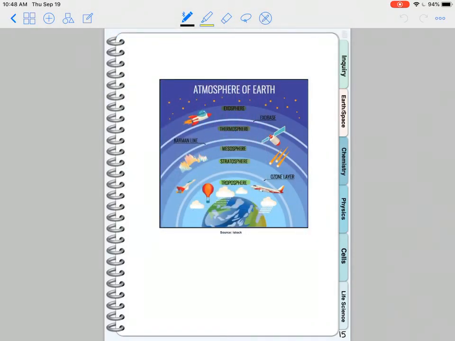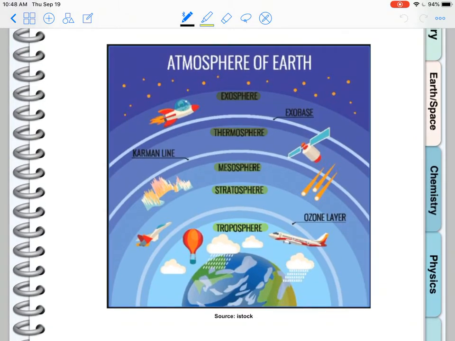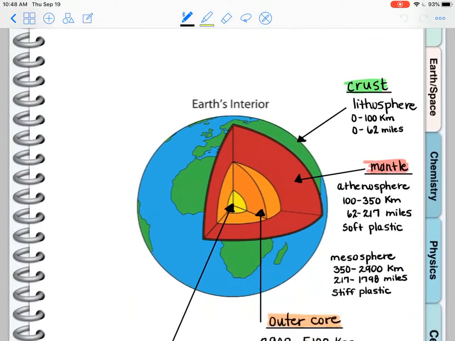I'm on page 15 of your work text, and we are looking at this diagram of the atmosphere of Earth. And in our last video, we looked at this part of the Earth down here. We examined what the structure of that Earth ball looked like. Let me just flip back over there. Remember, this is where we studied.